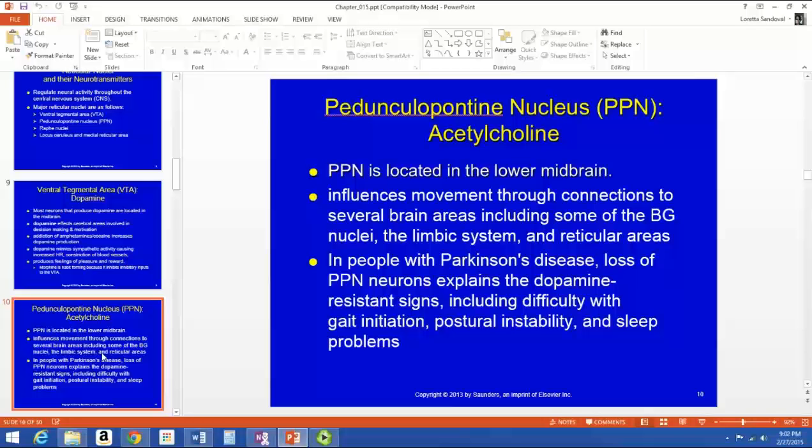So difficulty with gait initiation, postural instability, and sleep problems. So a lot of people, even though the dopamine mimicking drugs solve some of their motor issues, they don't solve some of these other issues. So it's kind of interesting.